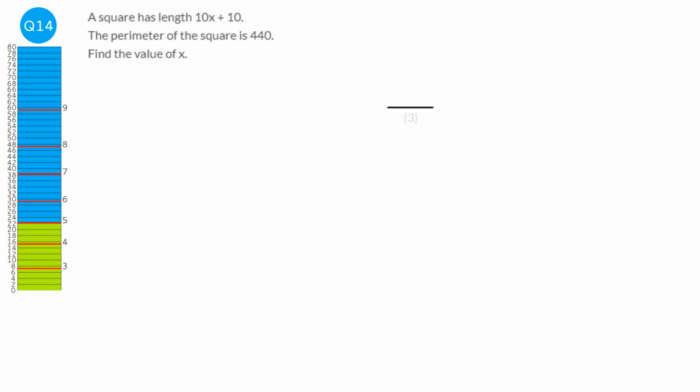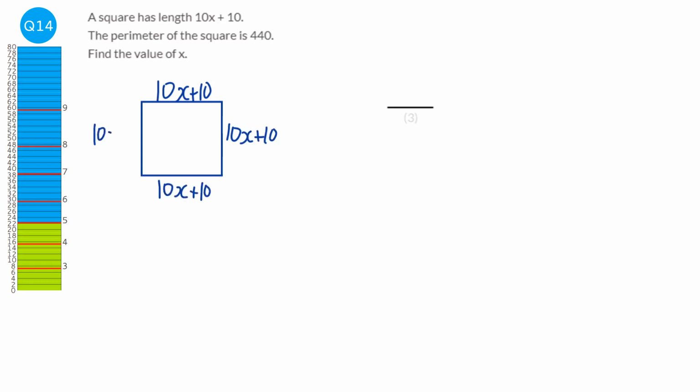First thing I'm going to do is just draw the square out. And we know the length of it is 10x plus 10, but it is a square, so that's the same all the way around it. But we're also told that the perimeter is 440. So what we can do is we can work out the perimeter in algebra by multiplying 10x plus 10 by 4, or just adding up the 4 lengths that we've got. So we're going to do 4 times 10x plus 10.